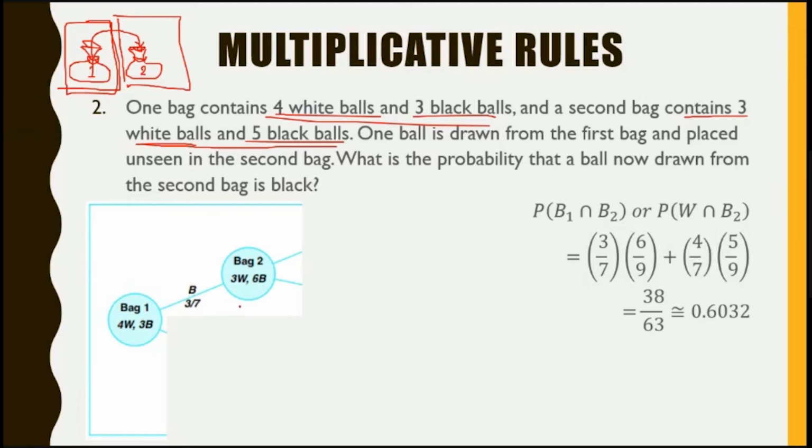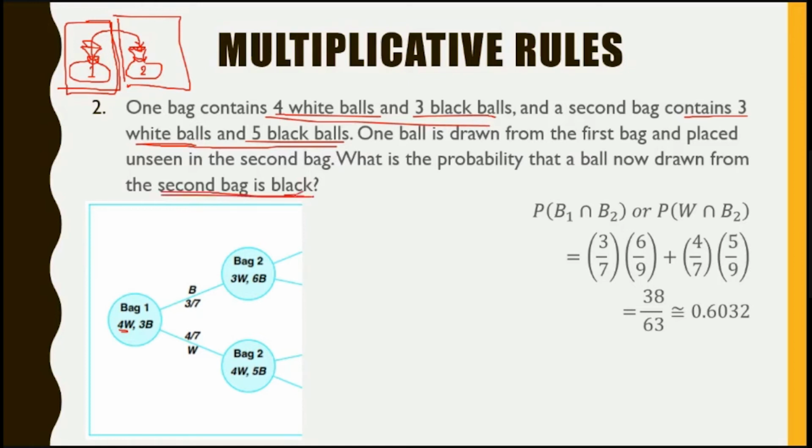Now what if we got a white ball? So the probability of white is 4/7. And what will happen to the second bag? It will now have 4 white balls and 5 black balls. Okay. Now, again, one ball is drawn from the first bag and placed unseen in the second bag. The question here is what is the probability that a ball now drawn from the second bag is black?